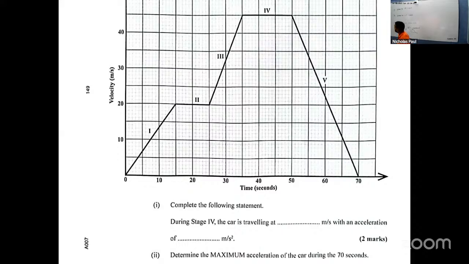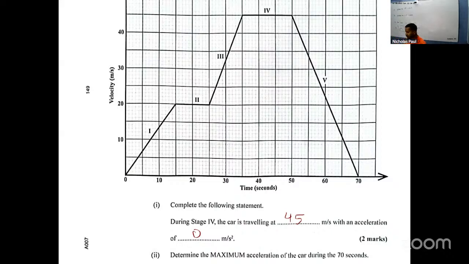Bradley, what is the car doing on stage 4? What speed is it traveling at? 45 in between, okay, I'll take that. So it's traveling at 45 meters per second, and the important part, with an acceleration of what? 0. Right? But here's the problem. The problem is how we do part 2. How are we getting the maximum acceleration?